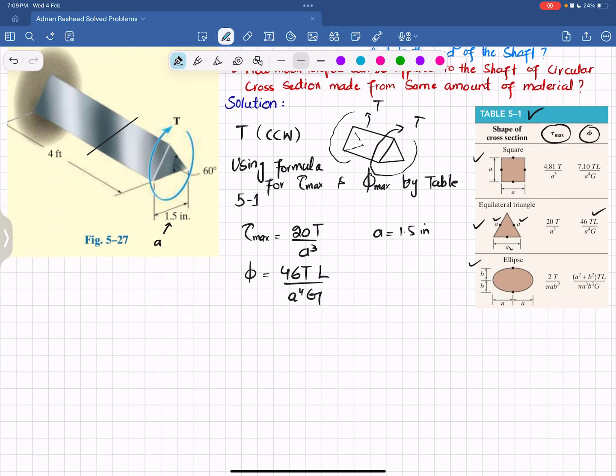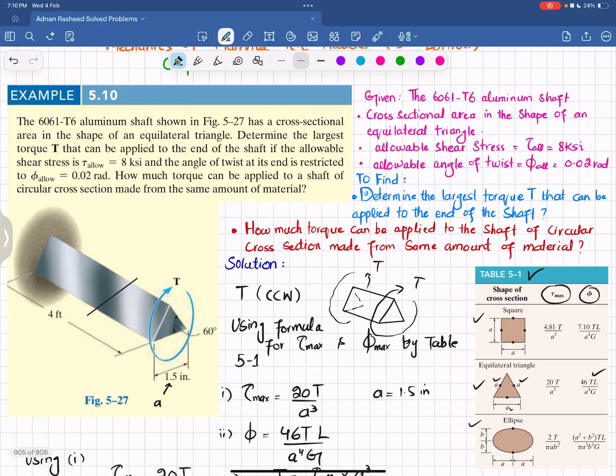What we will do is find this torque T, because we have been asked to find the allowable torque T. So using this first formula, and this is the second formula. Using the first, the maximum or allowable shear stress is 20 times T divided by A cube. So from here, T will be equal to the allowable shear stress multiplied by A cube divided by 20.